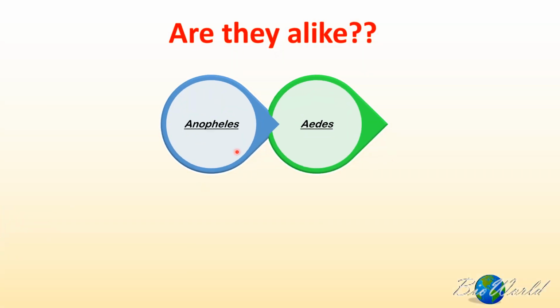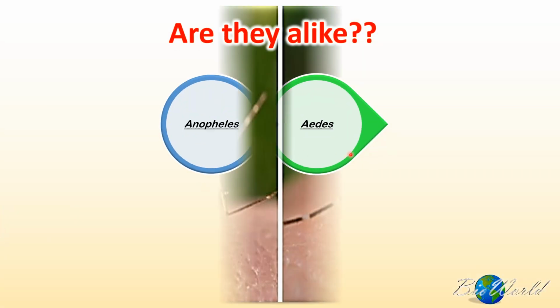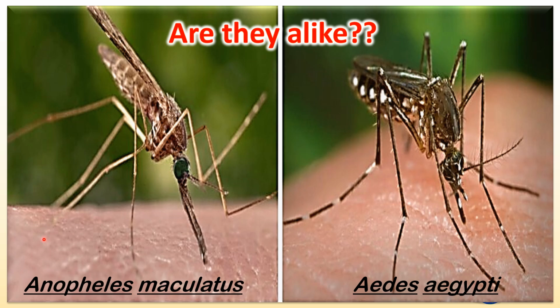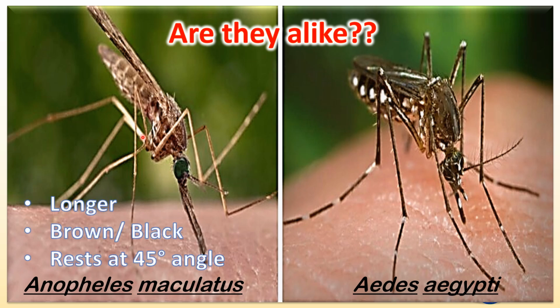How do the Anopheles and Aedes mosquito look? At first glance, they look the same. But now that I mentioned, the one on the left is the Anopheles mosquito, whereas the one on the right is the Aedes. You can start to notice that there are distinct differences between them. Let's start with the Anopheles. The Anopheles mosquitoes are longer, and they are either brown or black in color.